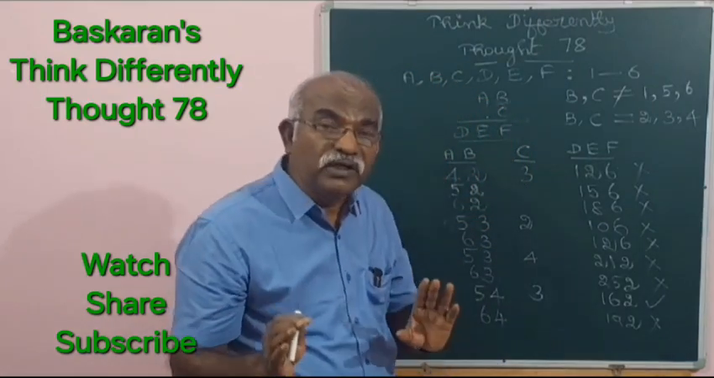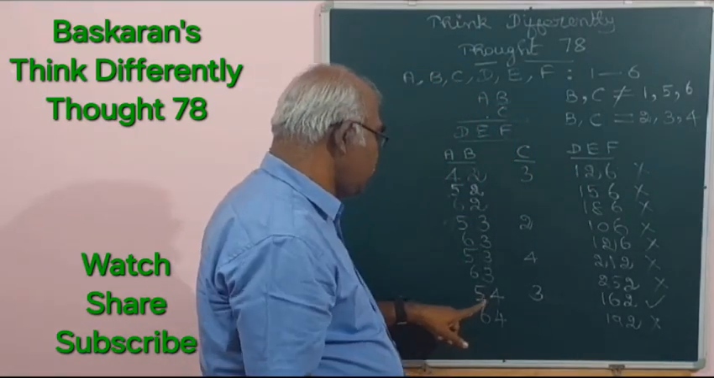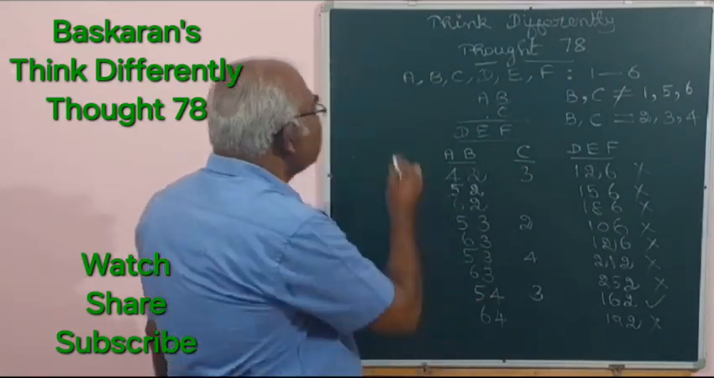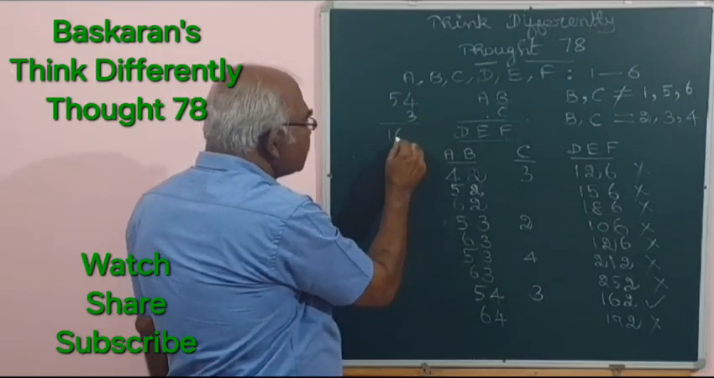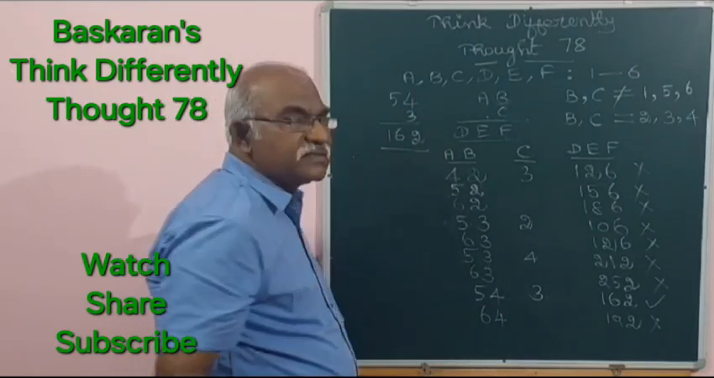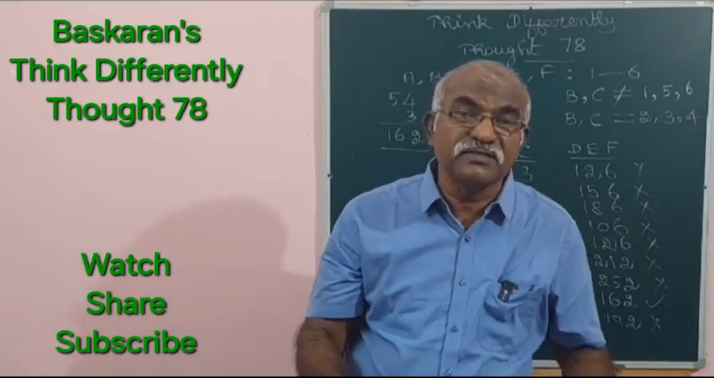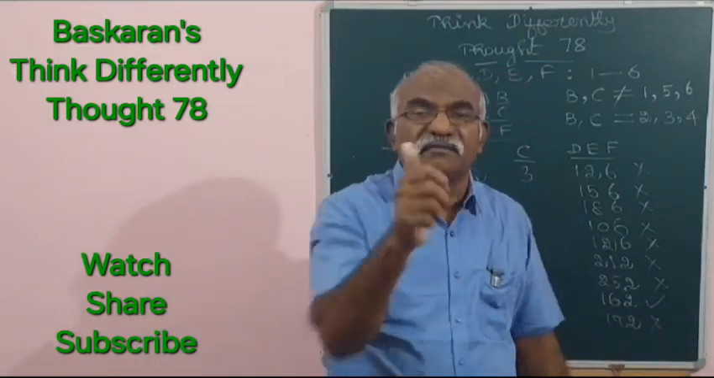So the only possibility is 54 into 3 is equal to 162. You have all the 6 digits from 1 to 6, once and exactly once. Think differently.